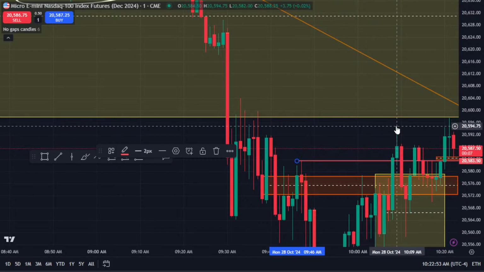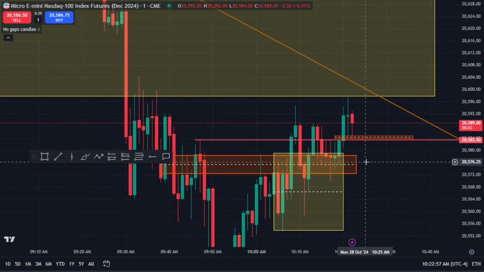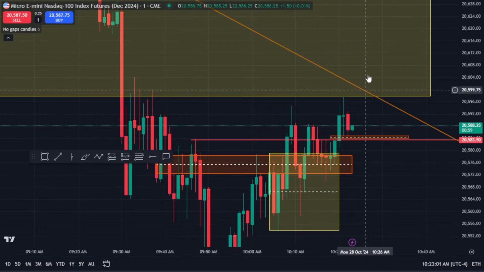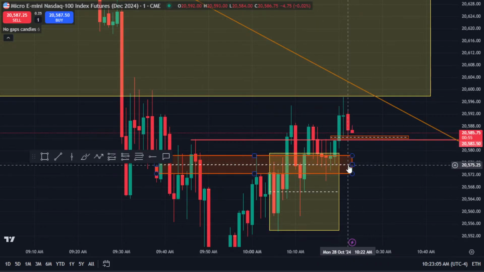We wicked above the high, we didn't close either. But it could be, anticipate a higher move off of this gap. Stop loss would end down here.